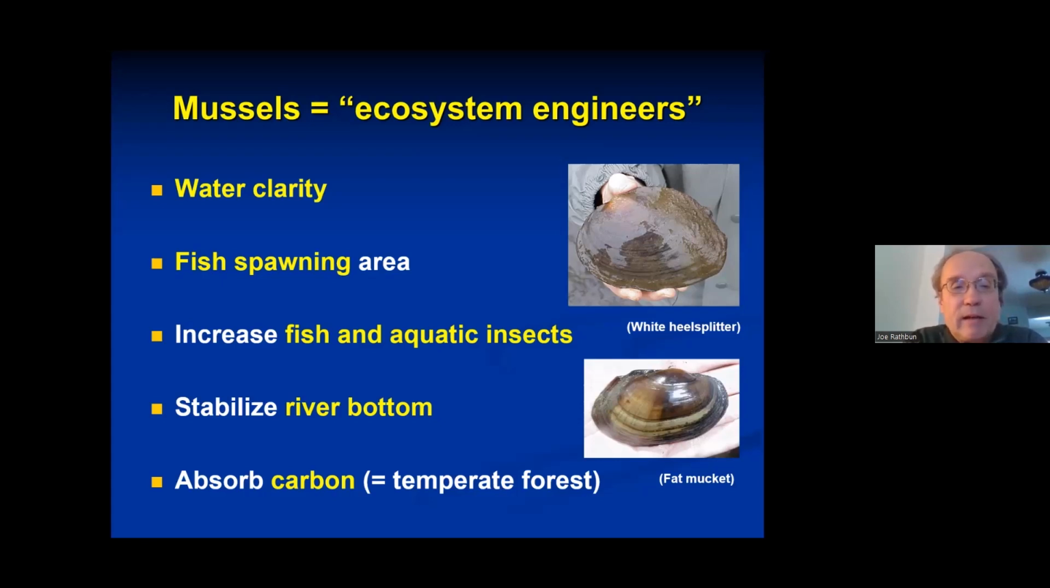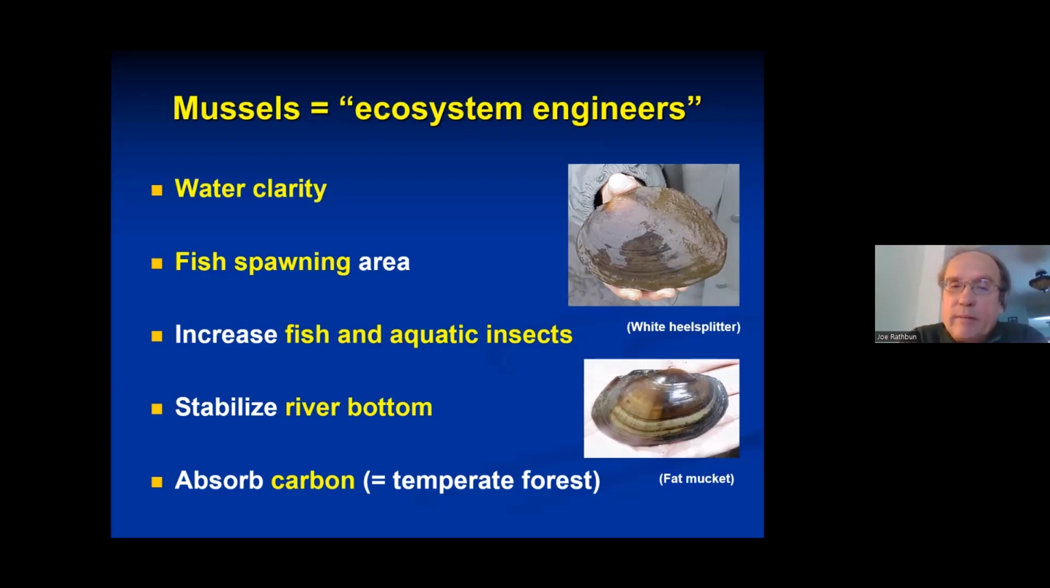Their mussel beds are basically like cobble beds in a sense. They're very important for certain fish for spawning areas. They increase the number of aquatic insects by providing good habitat. Like I say, the equivalent of gravel or cobble, and the insects live on the outside of the shells. They stabilize the river bottom, again, like a riffle does. And they also absorb carbon.